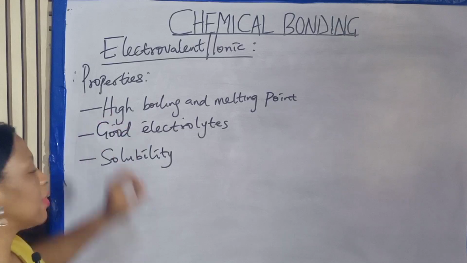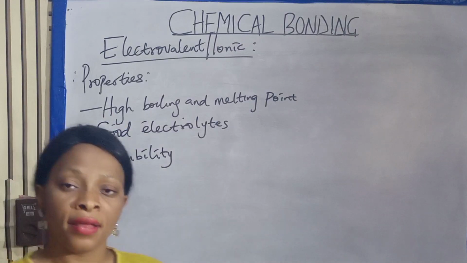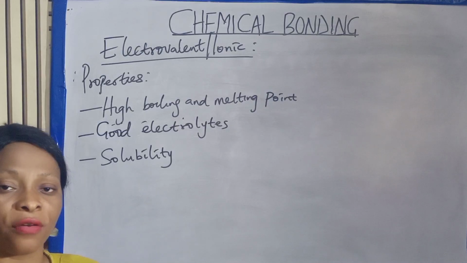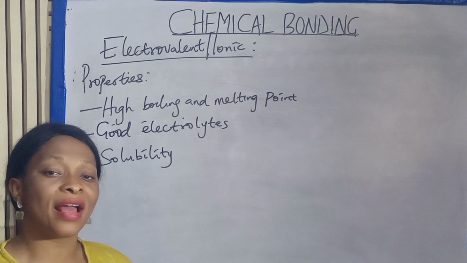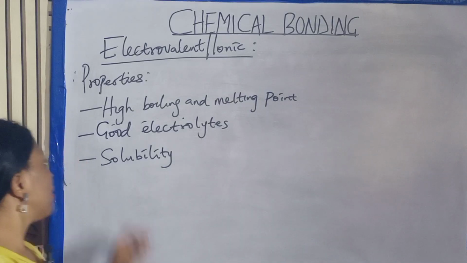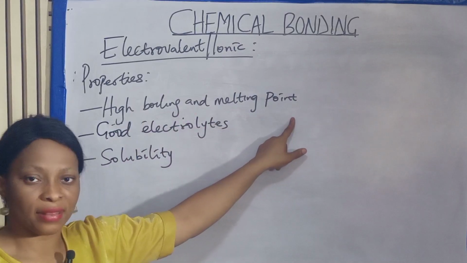Number one is that they have high boiling and melting points. Why? It is basically because the electrostatic force between the molecules is very strong. So it is going to require a lot of energy to break them. Hence, it has high boiling and melting points.